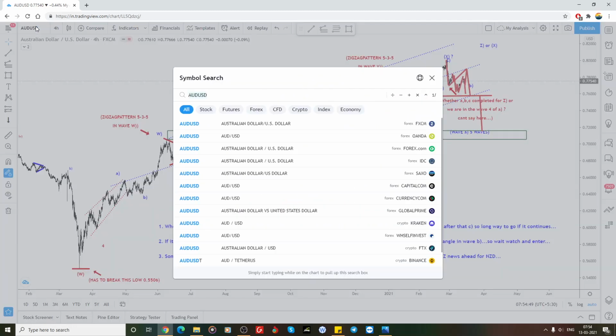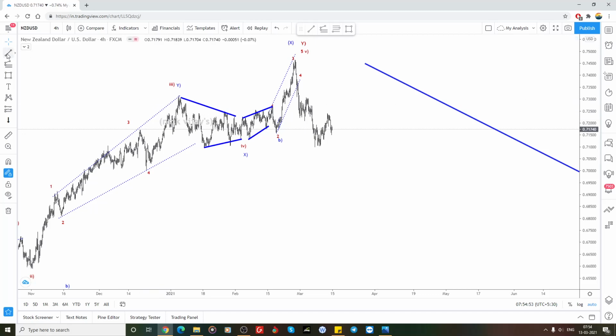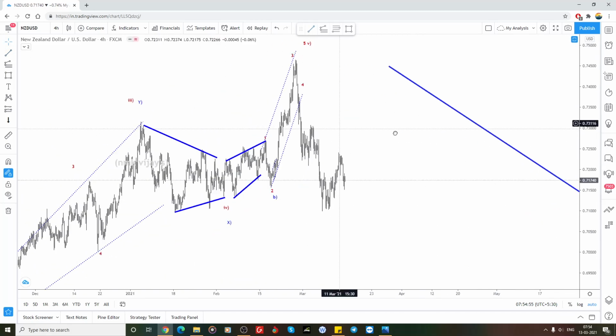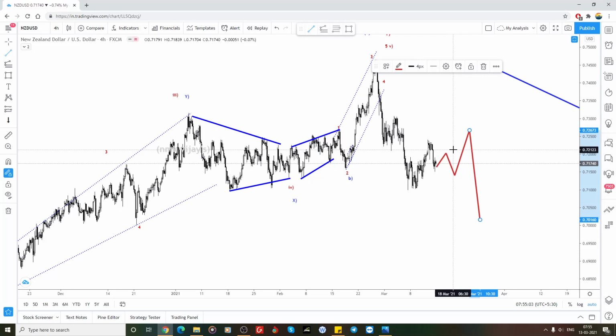So in the New Zealand dollar also, same, there is no change. It's a little bit very slow compared to the Australian dollar. So this is also maybe a bigger correction, and then again it may fall.